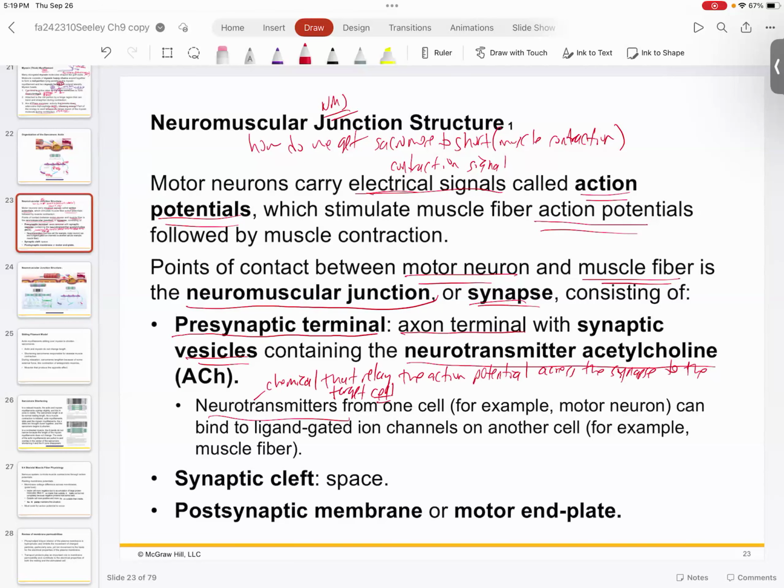So essentially, the neurotransmitters will be released, and on the other side, they can bind to ligand-gated ion channels of another cell. Now, that's a mouthful, right? Ligand-gated ion channels. We'll talk more about that mechanism here in just a little bit. But the space that we're talking about, the synapse, is the synaptic cleft. That's essentially what has to be breached.